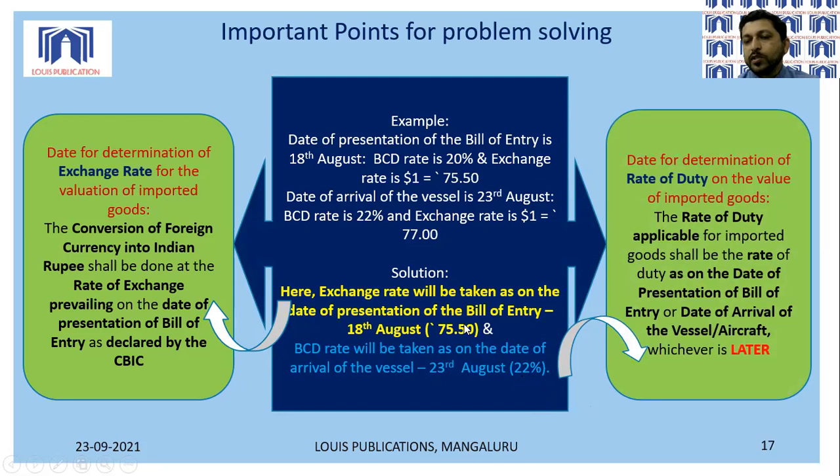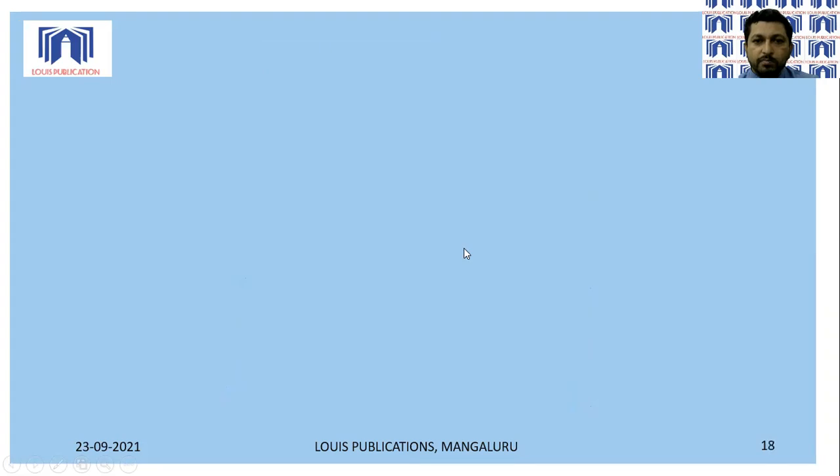So I hope this concept is clear: what will be the currency value conversion, which date has to be taken, who is the authority whose value will be taken for currency conversion. CBIC, Central Board of Indirect Taxes and Customs, their conversion amount will be taken, and date of presentation of bill of entry, whatever is the value conversion rate, that will be used for calculation of customs duty.